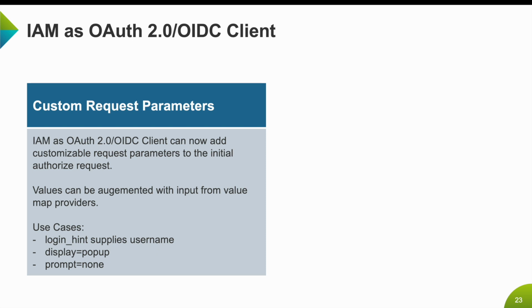We've also added improvements when you're using our IAM as an OpenID Connect client or as an OAuth client. The first is you can now add custom request parameters when you talk to the external authorization server. Typical use cases for this would be that you want to supply the username for a login hint parameter, or you want to add display equals popup or prompt equals none, as we've seen before, and have the external or third-party authorization server deal with that.